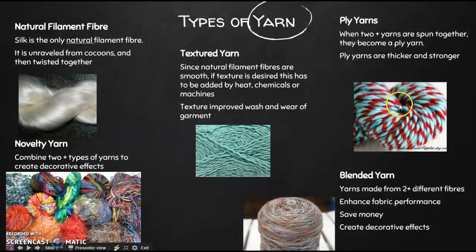Ply yarns are over here, and that's when two or more yarns are spun together. They're thicker and stronger than single yarns, obviously, because they're multiple of these put together. And you can look at rope in order to understand this. If you look at a rope that you would use for camping, you could see that it is ply, so it's not generally one strand, it's strands woven together.